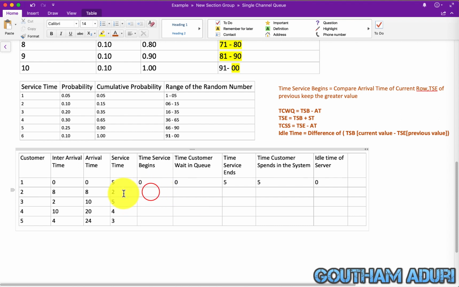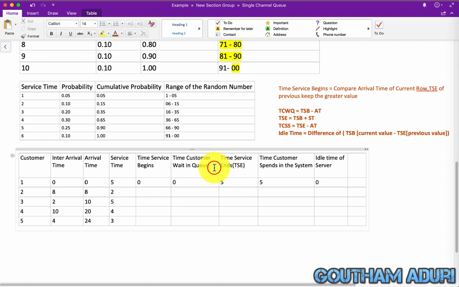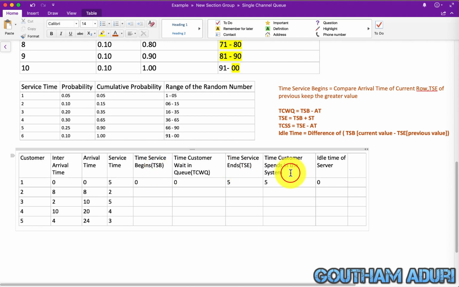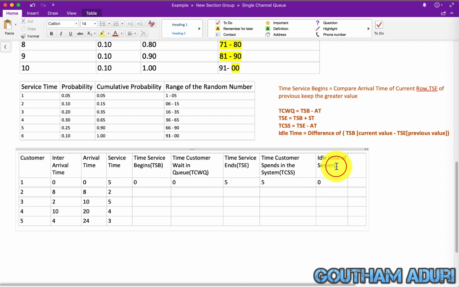And the next one is time service begins. You have to compare the arrival time of the current row with the time service ends, TSE. So I'll put in the columns TSE, time customer waits in the queue, TCW queue, time service begins TSB, time customer spends in the system, and the idle time of the server, ITS. So it will be easy.